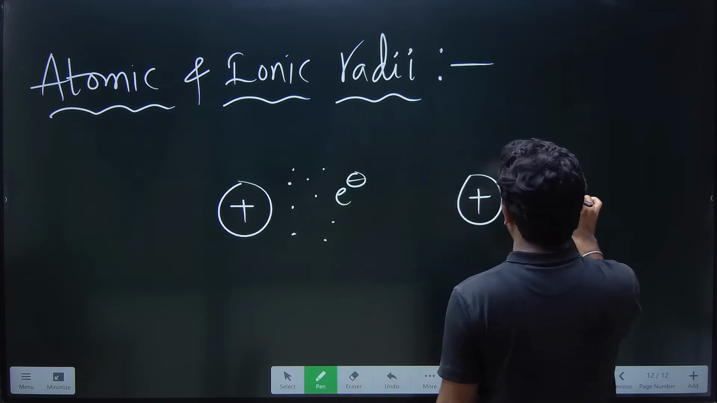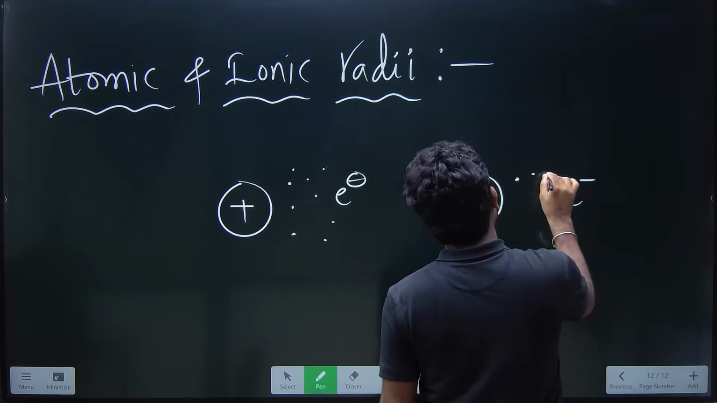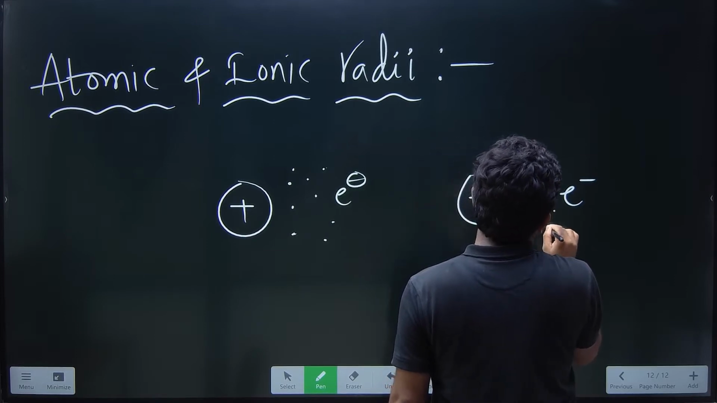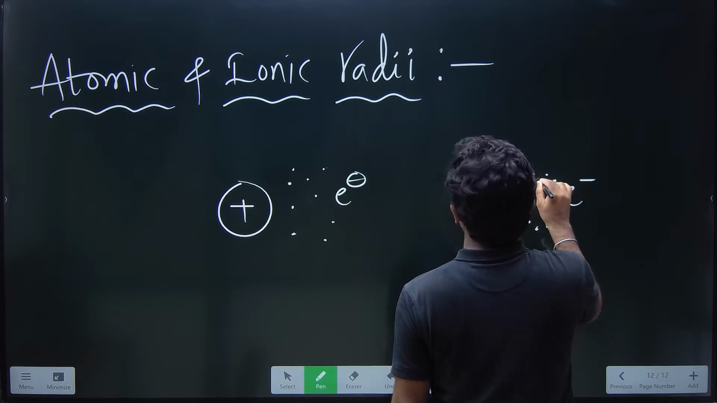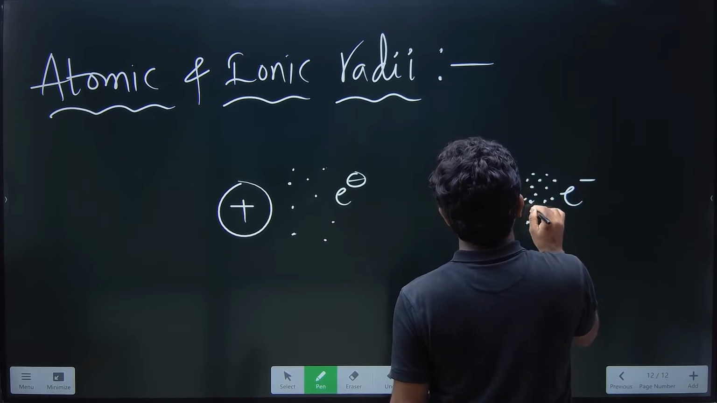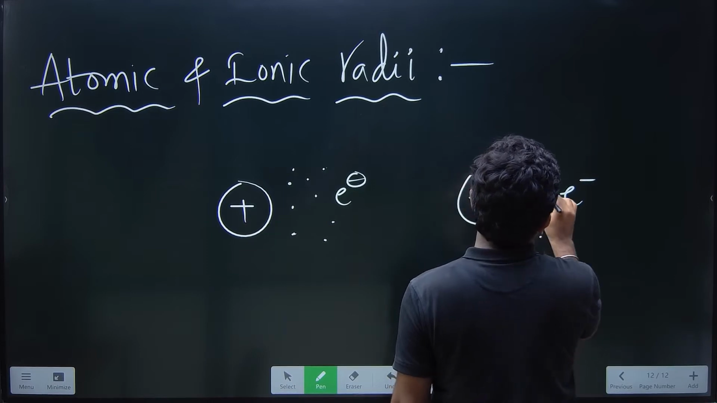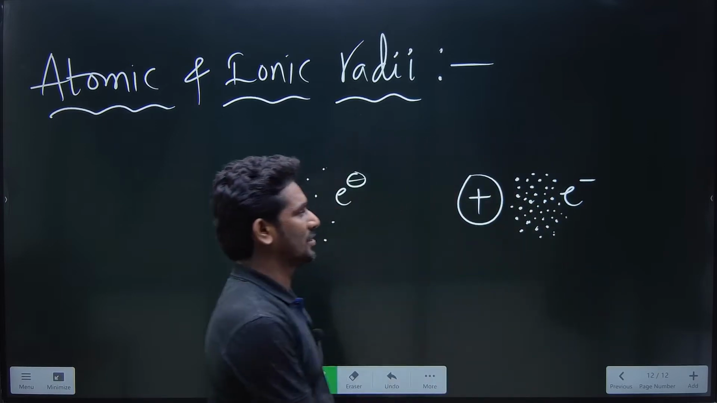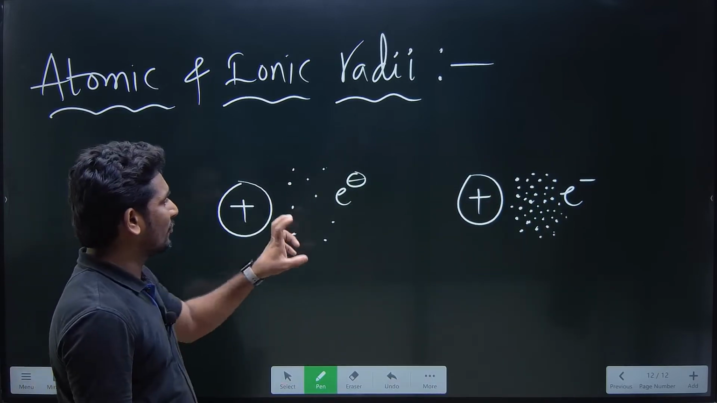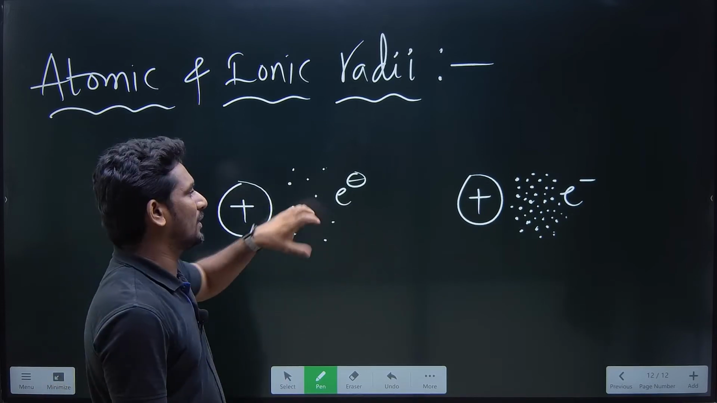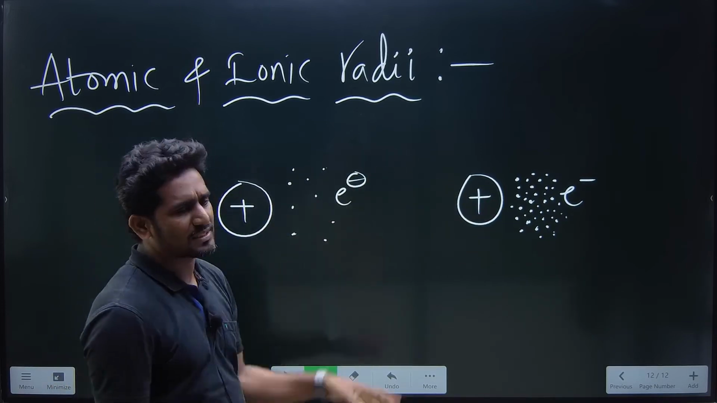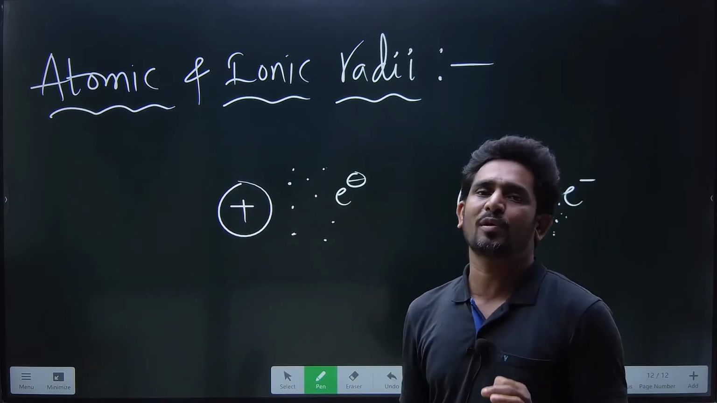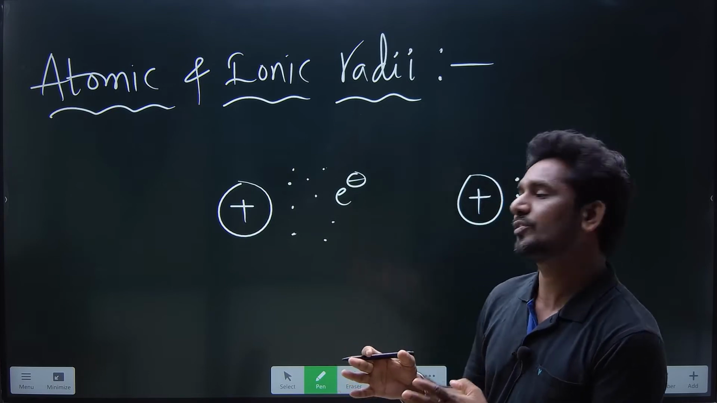In this case, there is an outer electron, but inside there are a number of electrons. There are many electrons here. These are the two possible cases. So what happens here? Tell me, in which case, case 1 or case 2, is the effective nuclear charge more, and in which case is electron repulsion more? Look here.